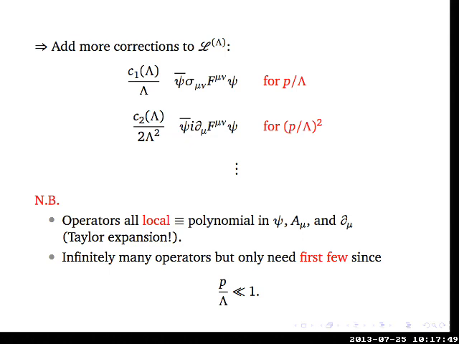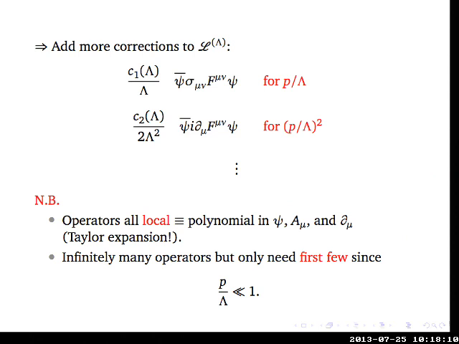And so if you wanted to make your theory a little bit more accurate, for example, include P over lambda corrections, you would add this. If you wanted P over lambda squared corrections, you would add that. There are an infinite number of things you would have to add if you wanted to get all the K greater than lambda physics. But actually, you don't need all of them because P is much less than lambda.